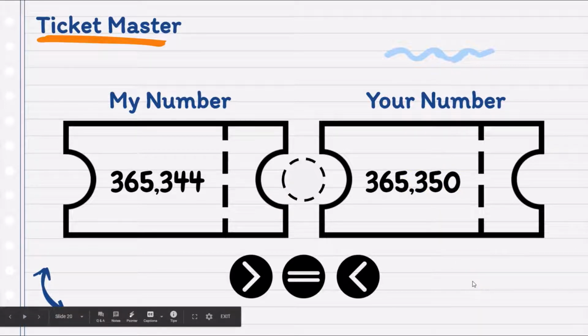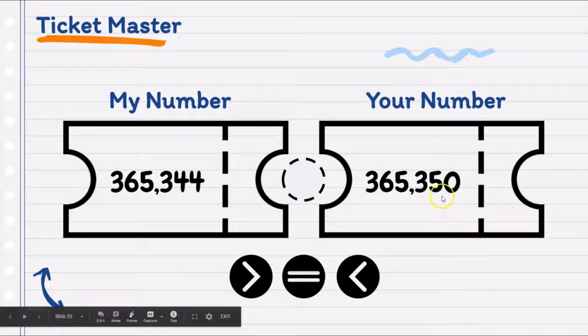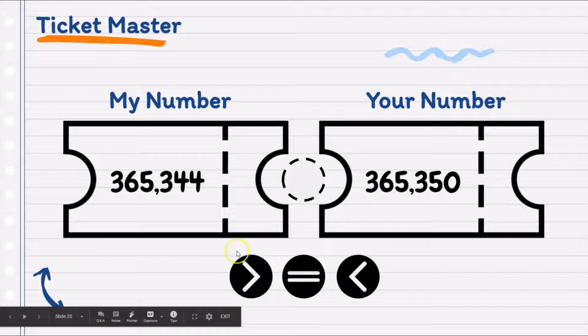And I gravitate towards, when I'm teaching this type of thing, that I want to look for the larger number first, because that's just easier for me to understand. And I know that 350 is bigger than 344. So I know I'm not going to use the equal symbol. These numbers are not equal. They are not the same number. So I'm going to have to choose, is my number greater than your number, or is my number less than your number? And in this case, we know that my number is less than your number.